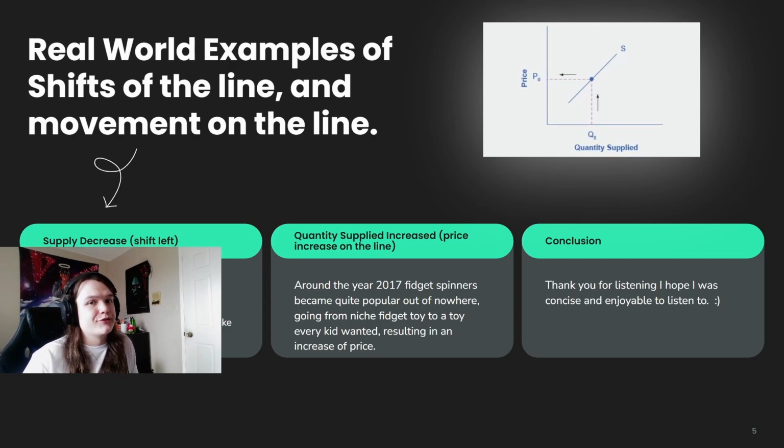But if you remember, back in 2017, there was a little craze about fidget spinners, and they had to increase the price simply because of the demand. So it kind of ties into demand a little bit, but the price increased, so it would just move along the right line, and the price would just increase, and it would cause a quantity supply increase too.